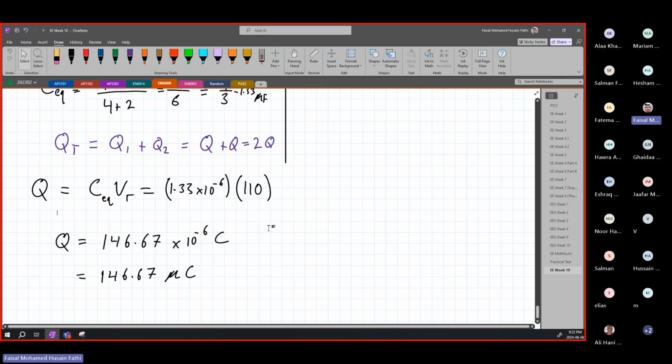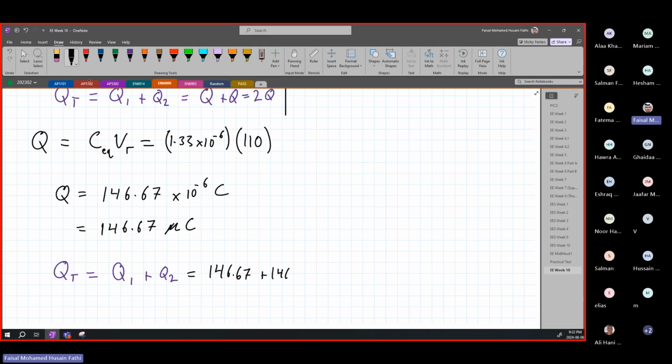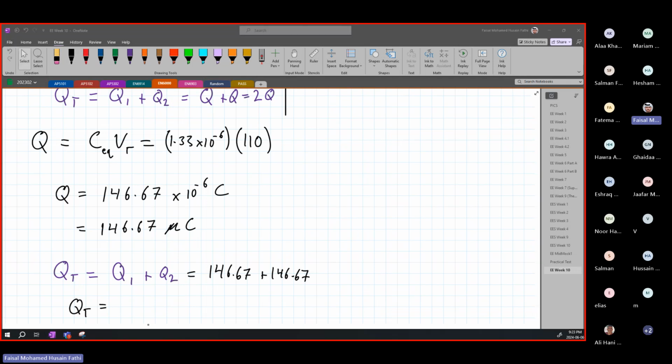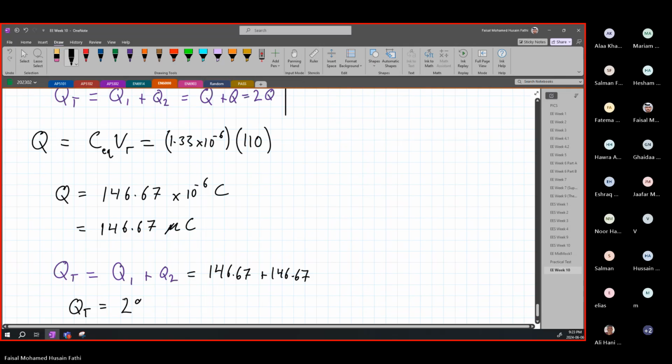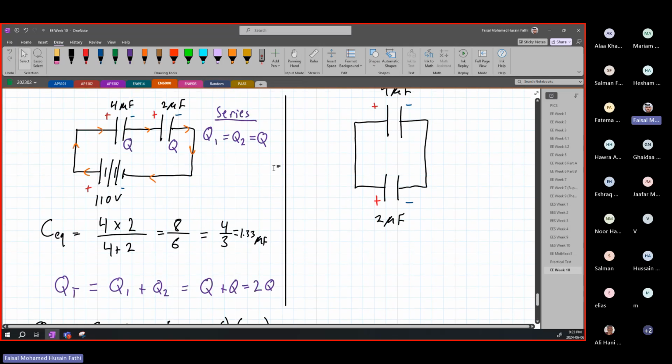This again is not our Q total. What is our Q total? Q total is equal to 2Q in this case, or if I want to say this better, that is equal to Q1 plus Q2, so 146.67 plus 146.67, so Q total is equal to 293.33 micro coulombs. All right. And you will see in a bit why I am finding our Q total, but you guys need to understand this for a series circuit.